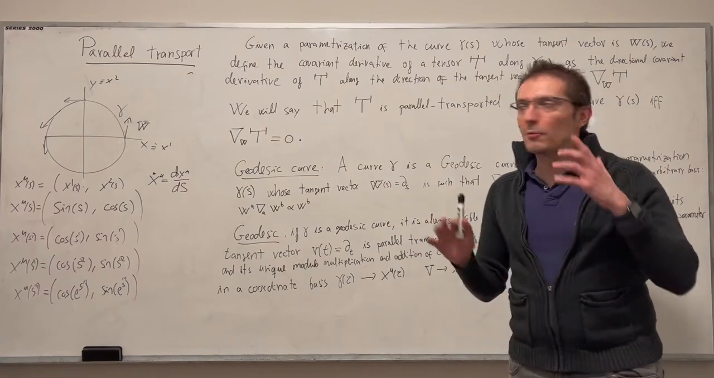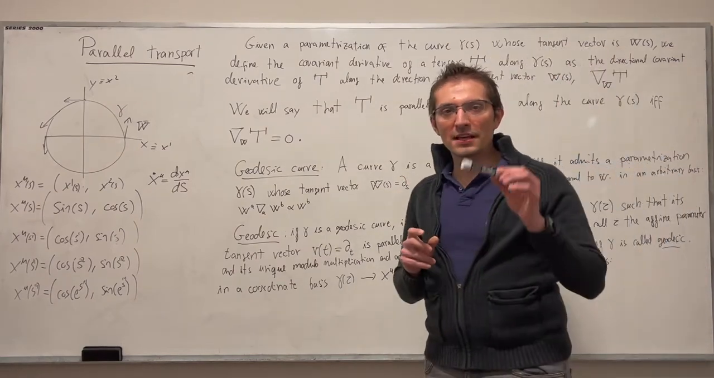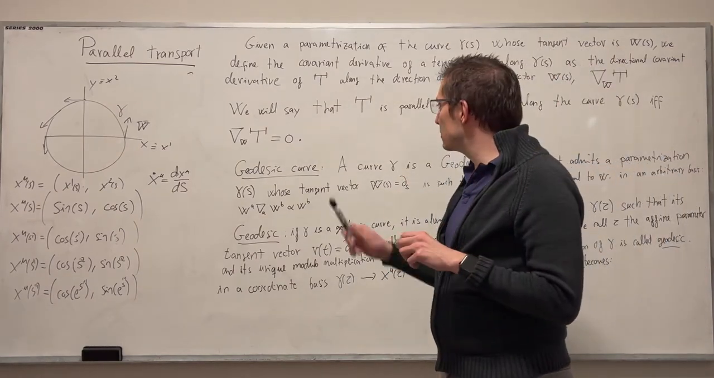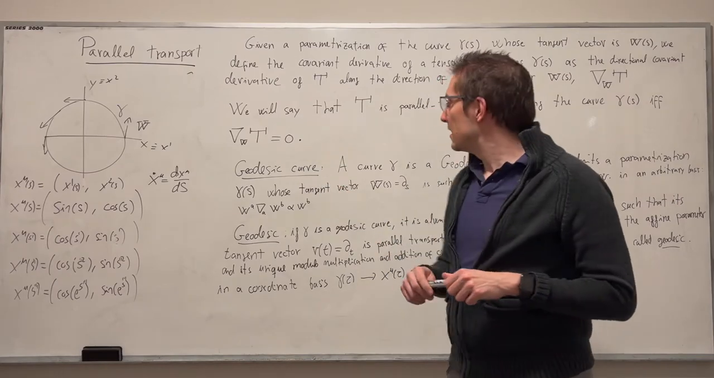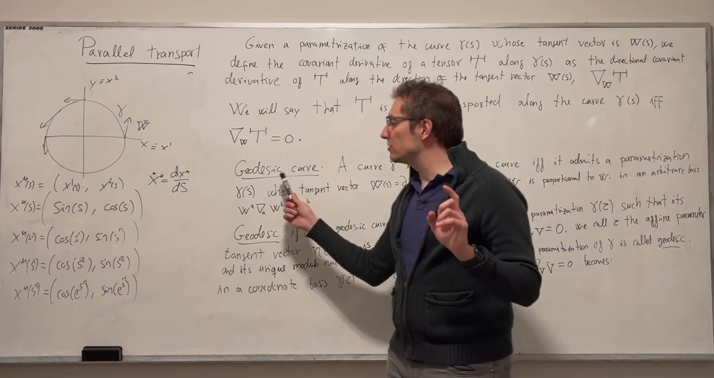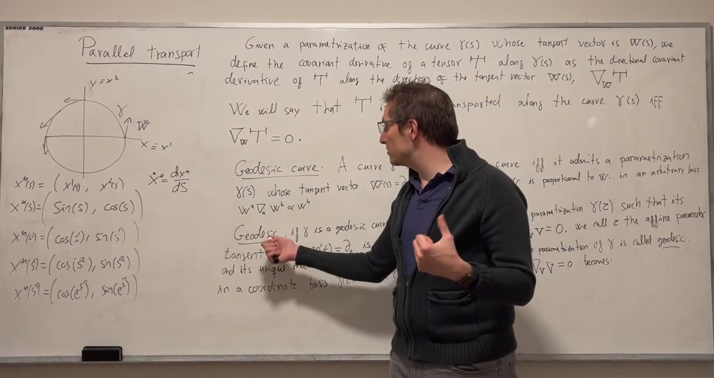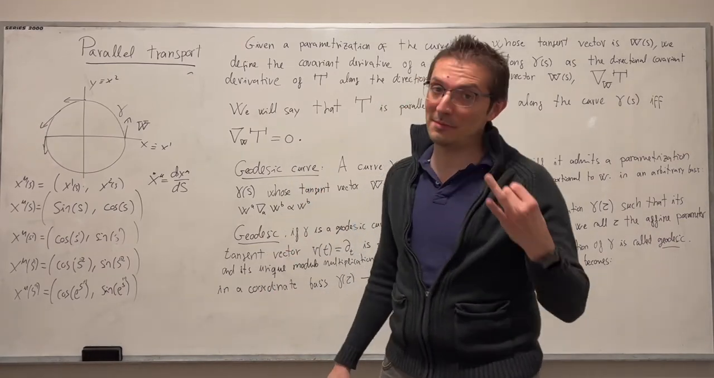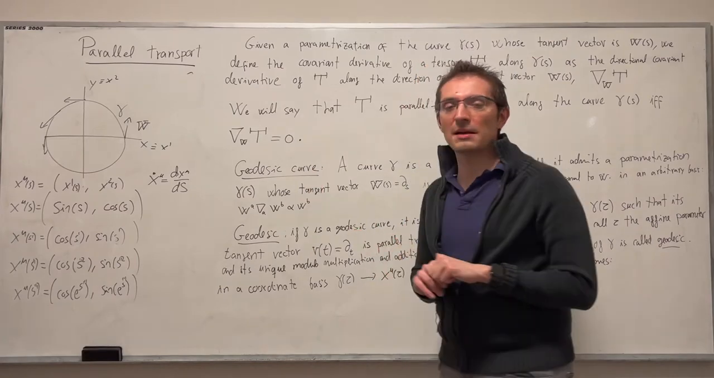All right, now that we've introduced the notion of parallel transport, the next notion that we're going to introduce is the notion of geodesic curve. Now, a geodesic curve is different from the notion of geodesic. The notion of geodesic curve is about a curve. The notion of geodesic is about a curve and a particular parameterization. So let's go step by step.